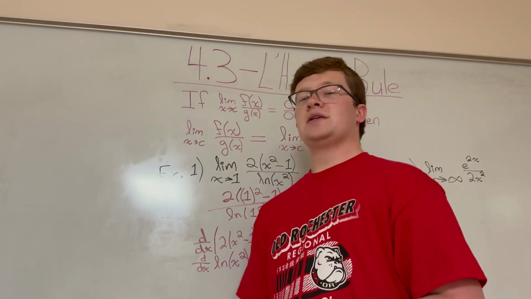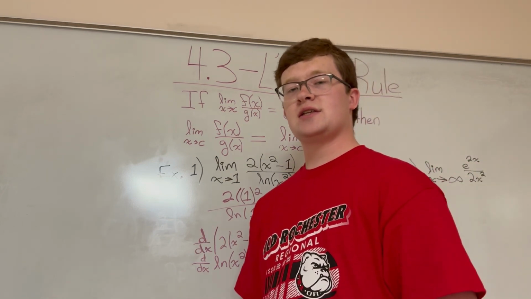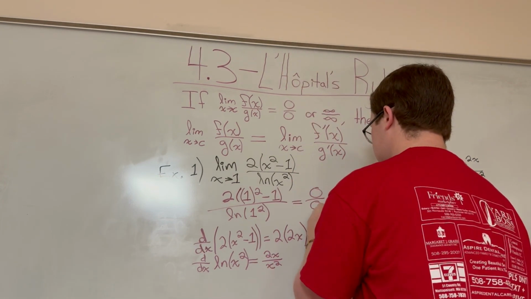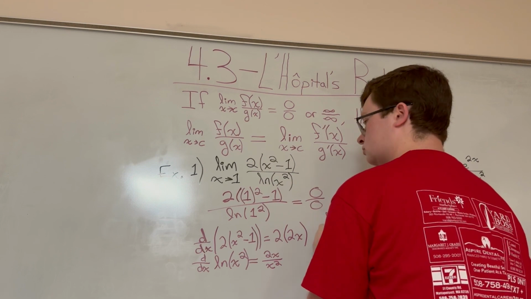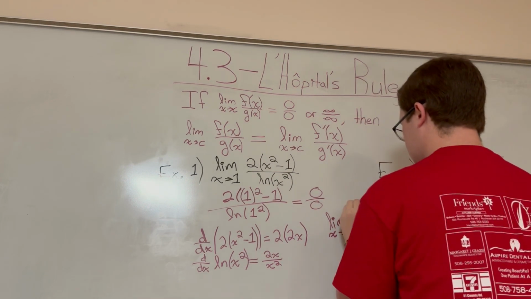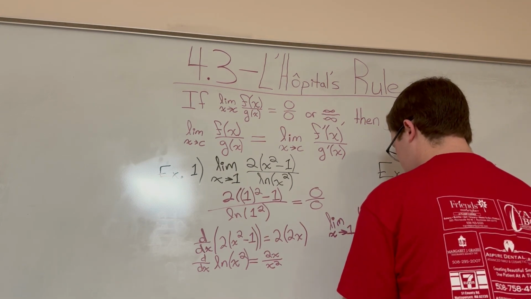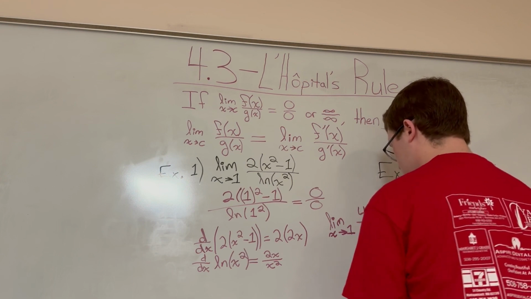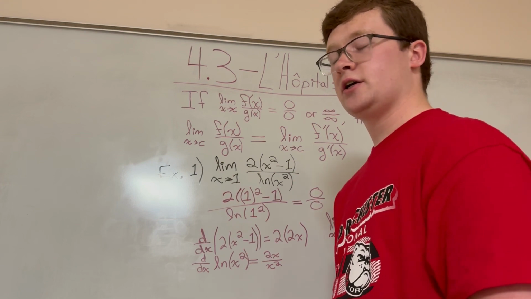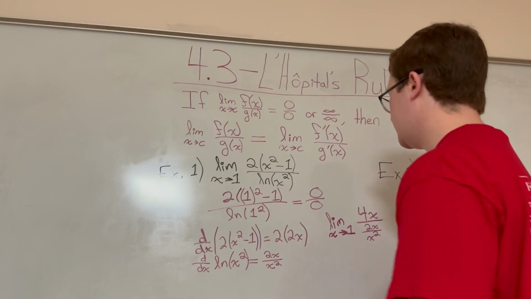Basically, next step, L'Hopital's rule tells us that we can rewrite the limit as x approaches c with these derivative values. So let's do that. All right, so now we have that. You can simplify it if you want. You don't have to necessarily.